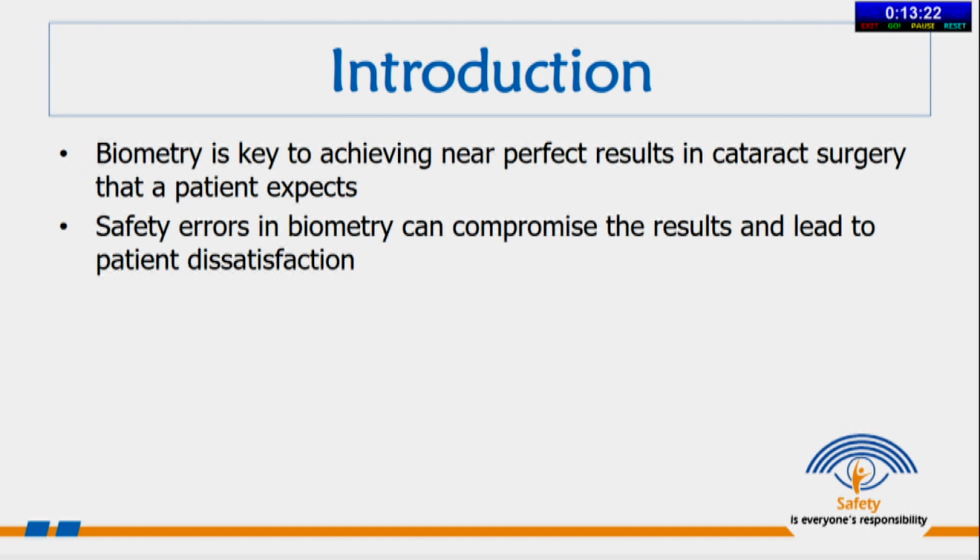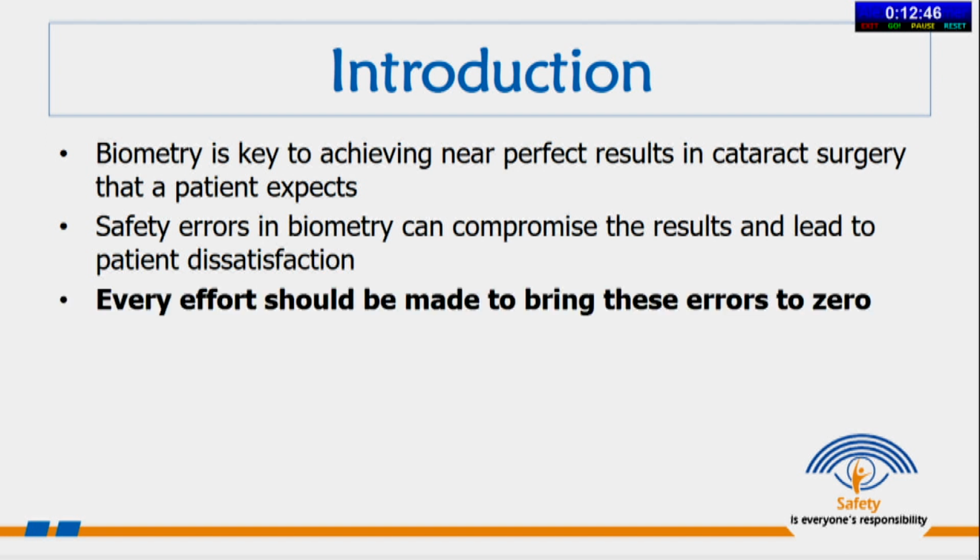There can be some biometry errors, but if we end up measuring it wrong, or measuring a wrong patient, or putting in a wrong IOL, then we are grossly wrong about it. These are safety errors which can happen in biometry and in placing the IOL, which can compromise results and lead to patient dissatisfaction. And this dissatisfaction does not stop there. It may also result in the loss of trust of the patient in the hospital or the practitioner. And finally, the worst case scenario of a litigation can also happen. So every effort should be made to bring these errors to zero.